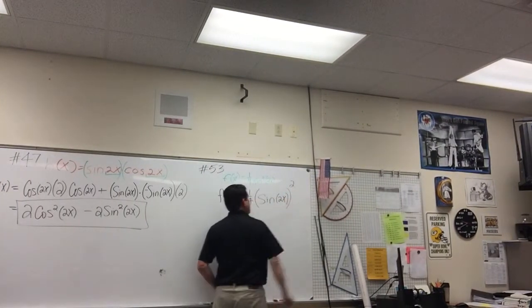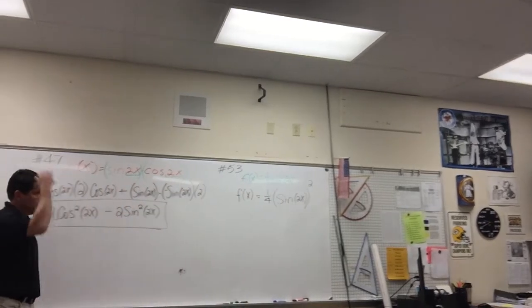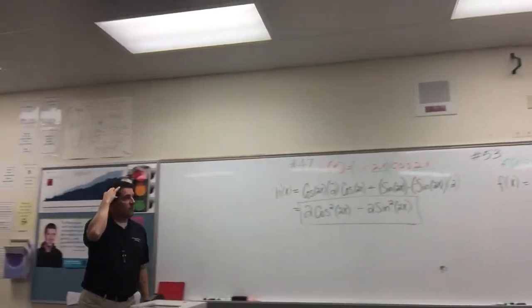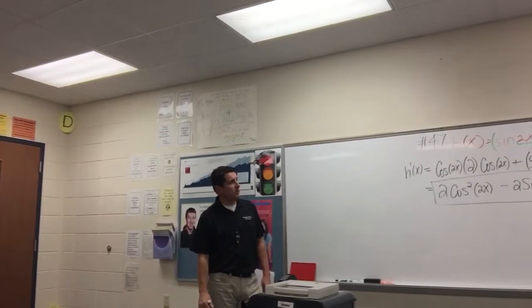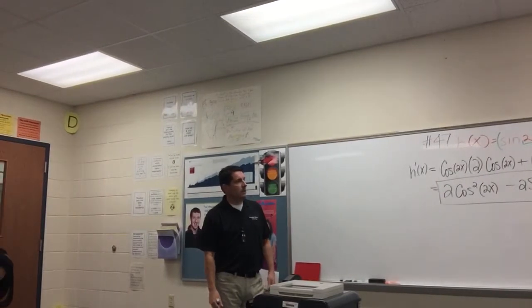I'd like to visualize it like this. Okay, so it's 1/4 sine of 2x, quantity squared. And then apply the chain rule.